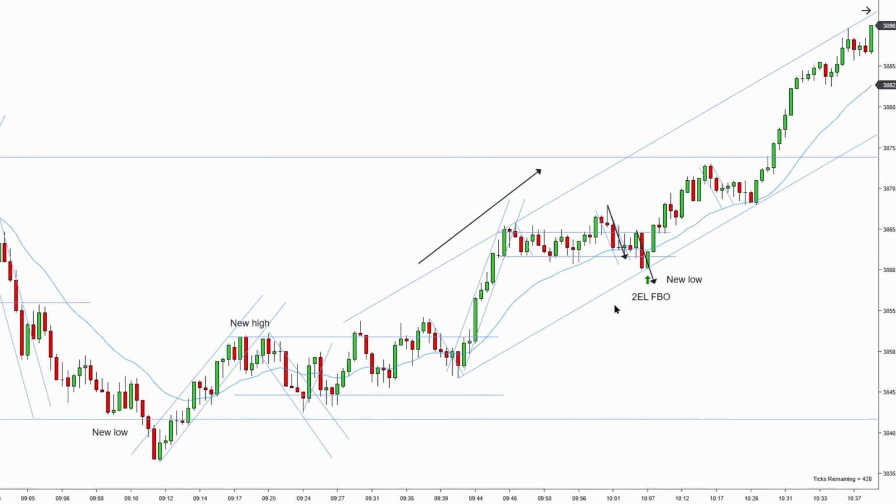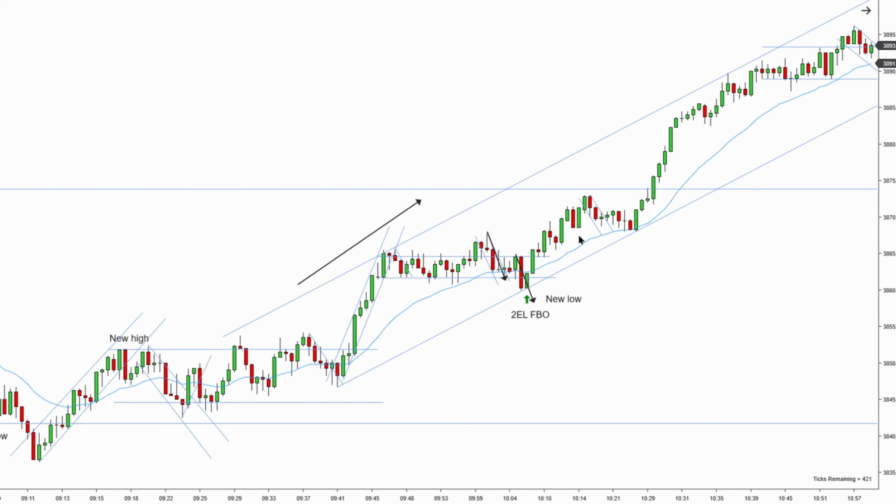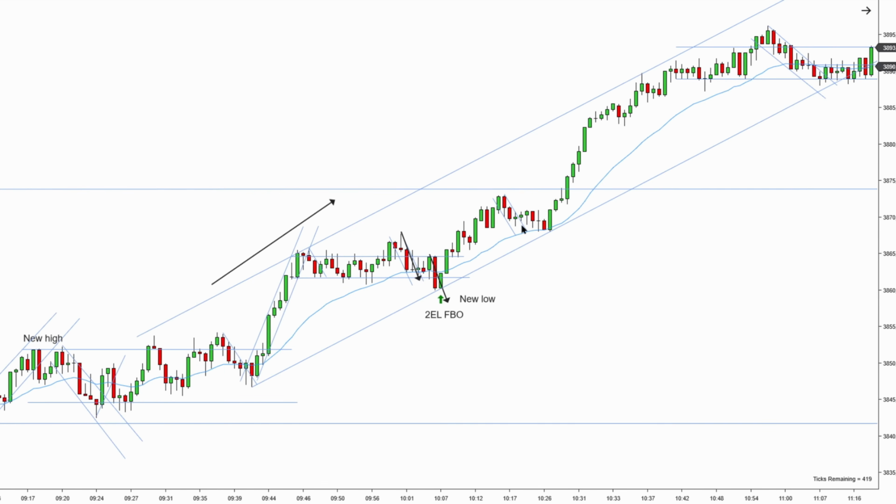All you need to focus on is that the bias is bullish, the EMA is pointing up, and the EMA keeps rejecting prices after the second entry long. So I'm not overcomplicating it. I'm going to reset the count, and we have a new high, first entry long. There is a micro second entry long here, one tick higher.